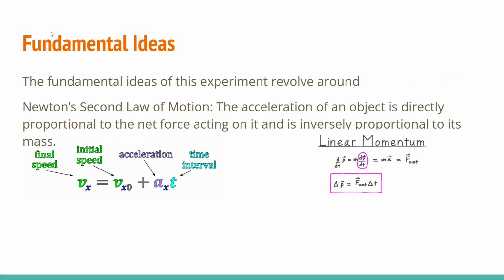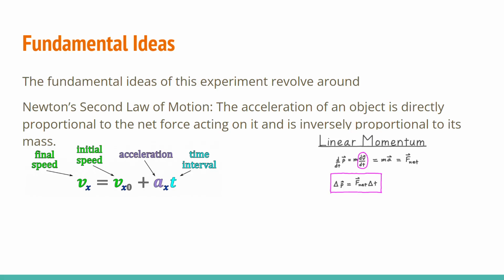Some fundamental ideas revolve around Newton's second law of motion. Like I said, Newton's second law of motion is that the acceleration of an object is directly proportional to the net force acting on it, and it is inversely proportional to its mass. This law can be described using a kinematics equation, such as how to dictate its final speed using its initial speed, acceleration, and the time interval. Acceleration can also be described as its net force over its mass. If you calculate that, you can get the acceleration of the object. So that's how you can get the first equation.